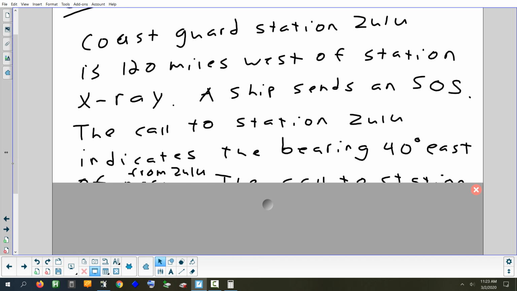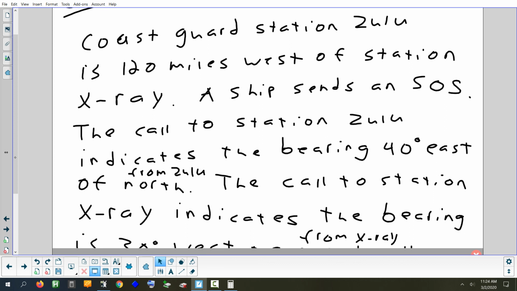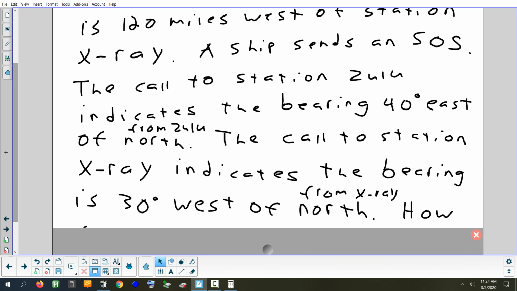Now, the other station is 120 miles away. And they see the same boat, but from their perspective, the boat is to the left of north. So if they look at north, they see the boat 30 degrees to the west of north.